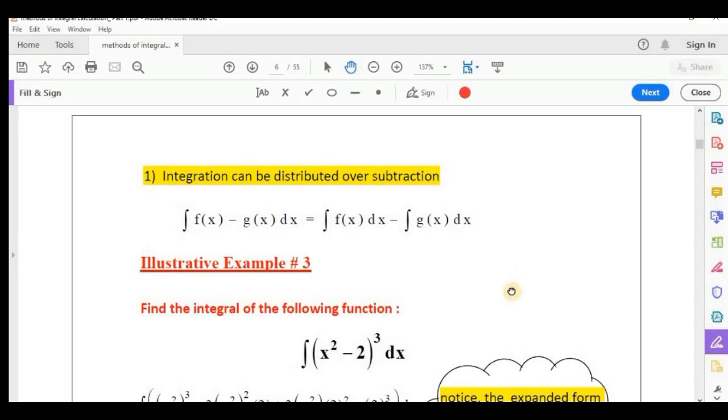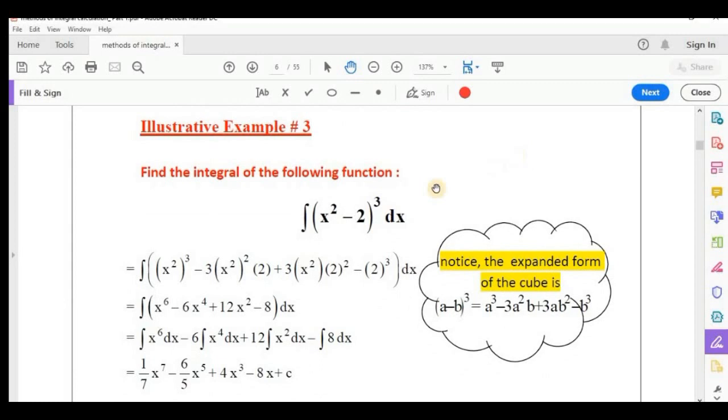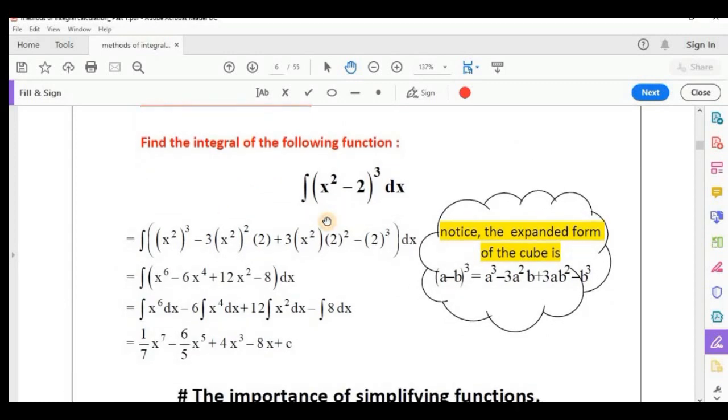Let's take another example in a practical way. Find the integral of the following function. How will we solve it? Notice the expanded form of the cube is this one. So first we will use this formula to expand the cube. We will apply it and we will get it this way. Later on we will distribute the integral to each function, one for this term, one for this.